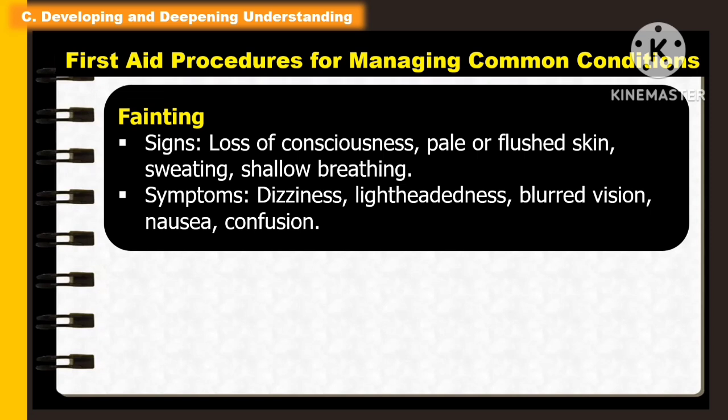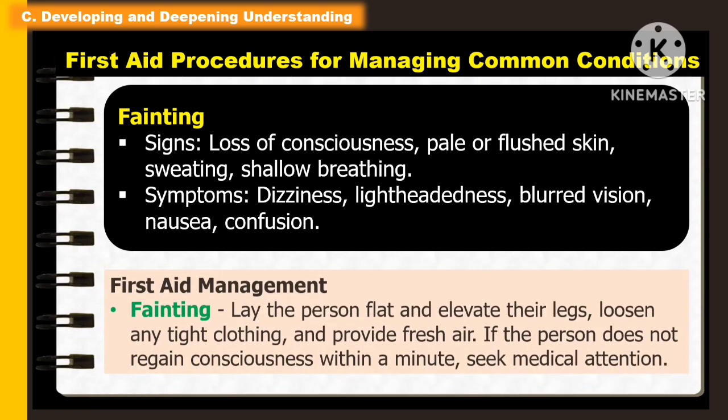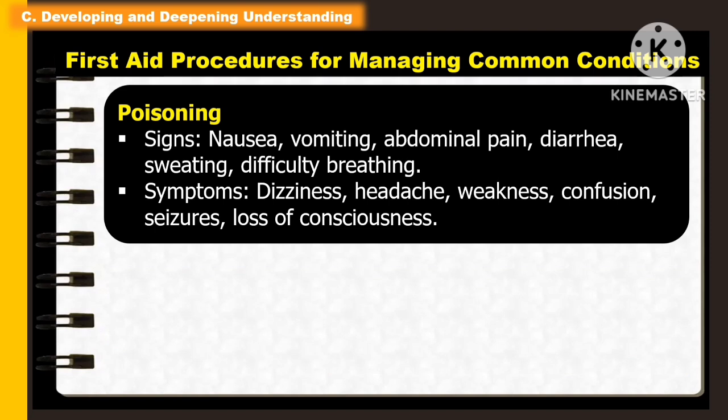Another first aid procedure is the fainting. So the following signs are loss of consciousness, pale or flushed skin, sweating, shallow breathing. And the symptoms are dizziness, lightheadedness, blurred vision, nausea, and confusion. And for the first aid management, you need to lay the person flat and elevate their legs, loosen any tight clothing, and provide fresh air. So if the person does not regain consciousness within a minute, you need to seek medical attention.